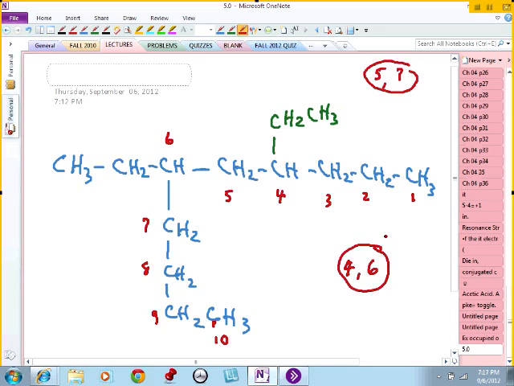It's arithmetic, right? 5 plus 7 is what? 4 plus 6 is what? Which is lower? Remember, I told you the branches must be given the lowest possible numbers. So therefore, the numbering for this must start from this end in order to give the branches the lowest combination of numbers. You follow that? Okay, so what would be the name of this compound?